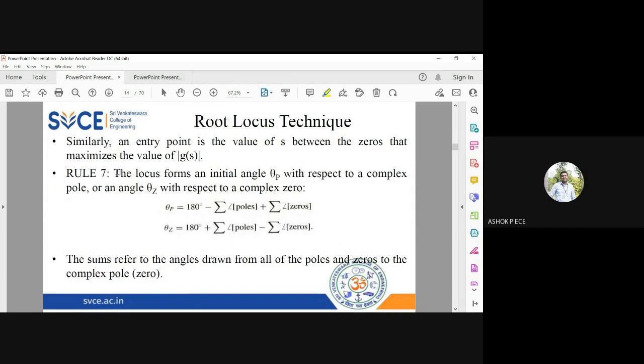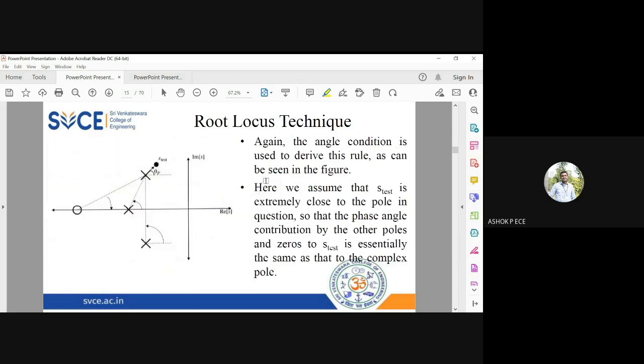Next, you are going to find the angle made by the root locus for every pole and zero. The angle is given by theta p equal to 180 minus summation of poles plus zeros. Theta z equal to 180 plus summation of poles minus summation of zeros. So this will find the angle made by each pole or zero with the corresponding root locus path.